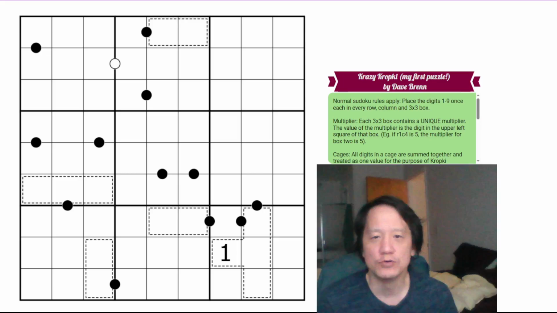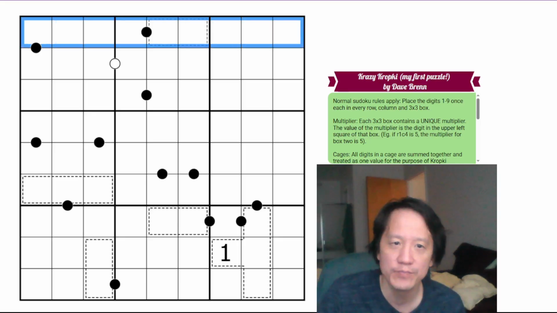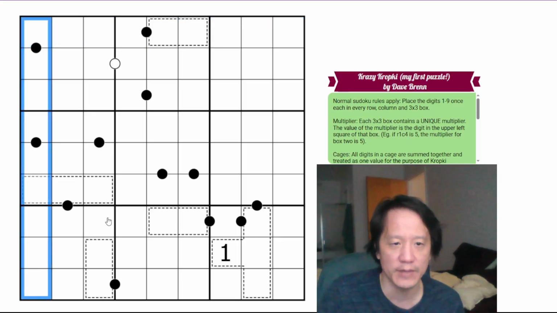Anyways, here are the rules. Normal Sudoku rules apply, which means place the digits 1 through 9 once each in every row, column, and 3 by 3 block.